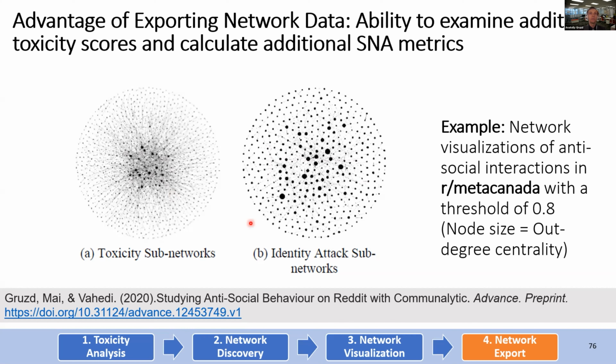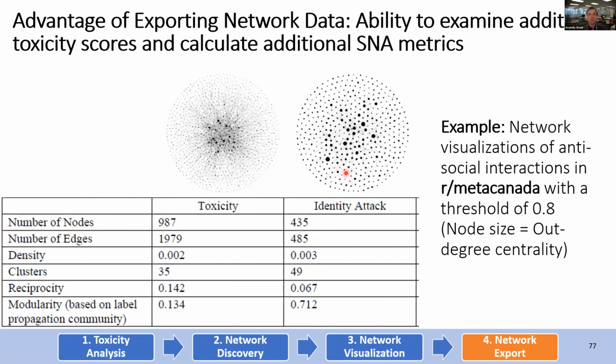But when we narrow down to another measure called identity attack, and we visualize those connections as negative ties, you can see there are only a few of them. They are more clustered. And so essentially we can say that identity attacks are limited to fewer individuals and essentially conducted by fewer individuals.